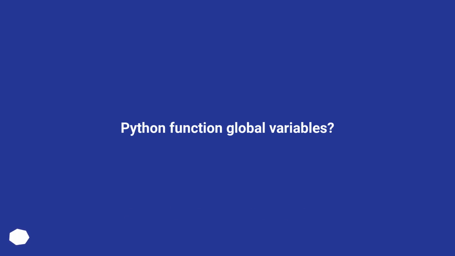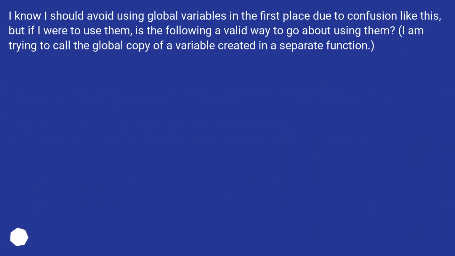Python function global variables? I know I should avoid using global variables in the first place due to confusion like this, but if I were to use them, is the following a valid way to go about using them? I am trying to call the global copy of a variable created in a separate function.